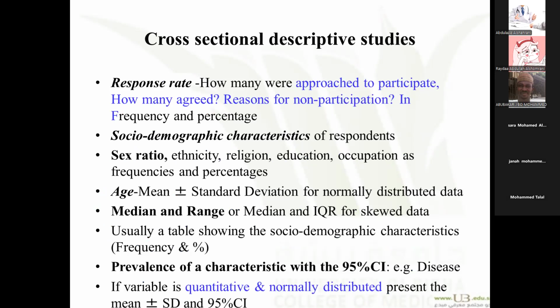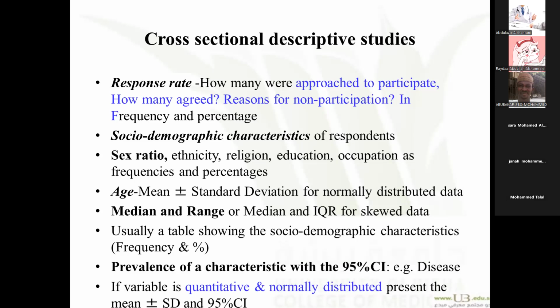Now, if you remember the last thing I spoke about, I also spoke about your study design. Your study design matters in the type of analysis, because you are using a cross-sectional descriptive study. As a researcher, you need to know the response rate of your questionnaire: how many you approached, how many agreed to participate, how many responded.